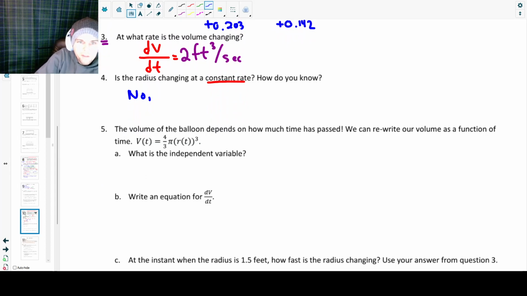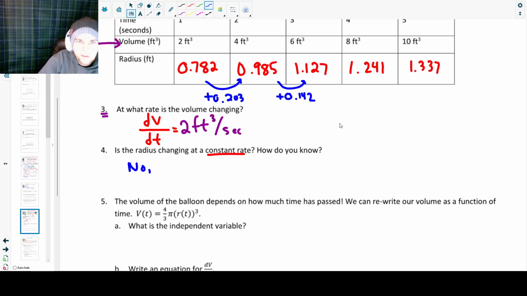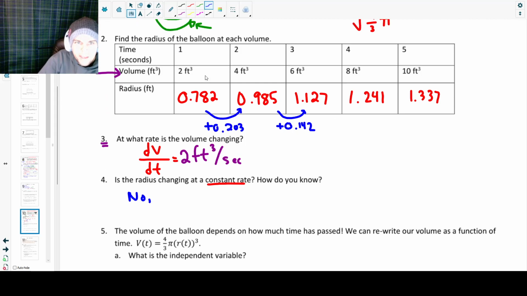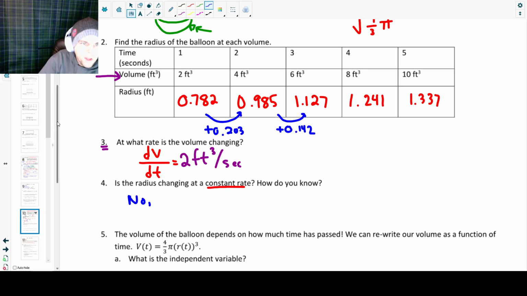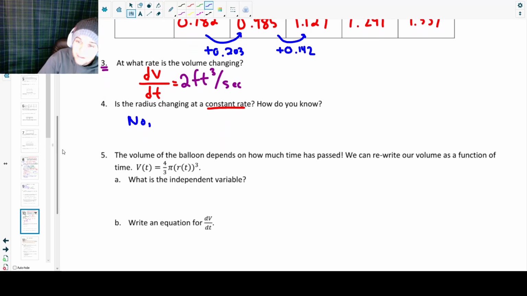Question 5. The volume of the balloon depends on how much time has passed. Makes sense, right? The volume at 1 second is different than the volume at 3 seconds and 5 seconds and all these others. So volume is based on time. Now, it's also true that our radius is changing, and it is also based on time. So we have to be careful there.